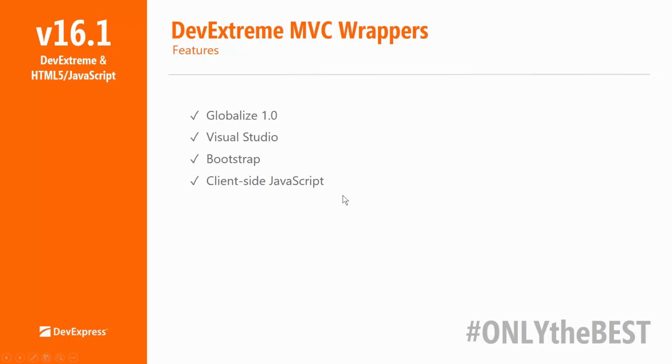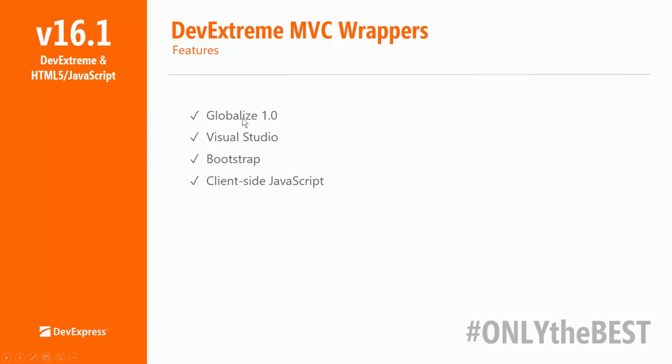Out of the box, you'll get things like support for Globalize, Visual Studio support, and support for Bootstrap, and of course, as I mentioned, the client-side JavaScript. Now, these first three things are already supported. Yes, the current set of MVC extensions also supports Visual Studio, but what I mean is, in this release, we've added some particular things specifically for the MVC wrappers in Visual Studio.